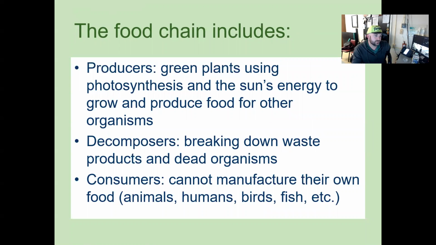So the food chain includes producers: green plants using photosynthesis and the sun's energy to grow and produce food for other organisms. Decomposers: breaking down waste products and dead organisms. And then consumers, which cannot manufacture their own food: animals, humans, birds, fish, etc. So consumers are taking it in, dropping it down, then it's being produced by the green plants and then decomposed, breaking down waste products and dead organisms.